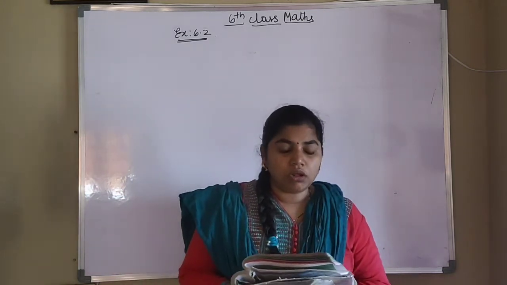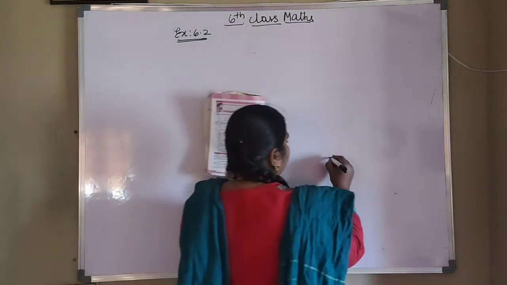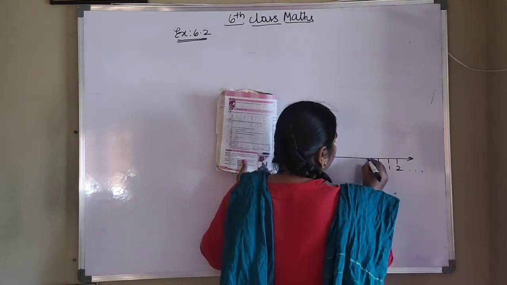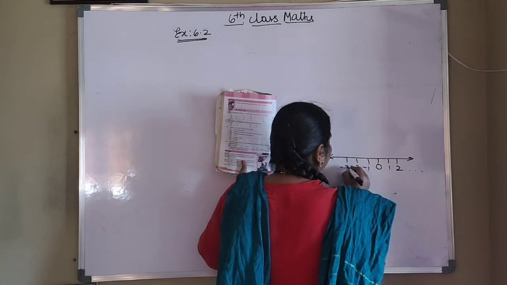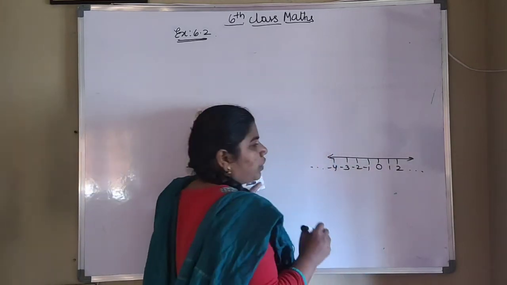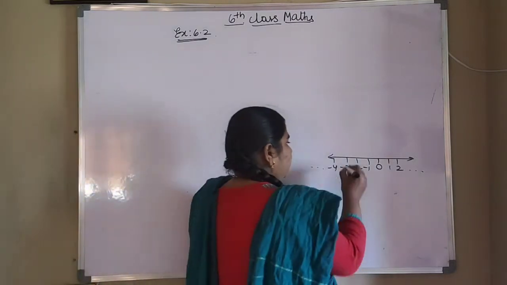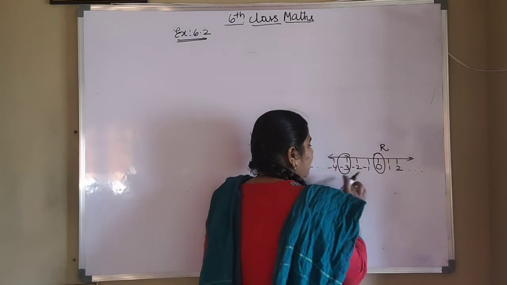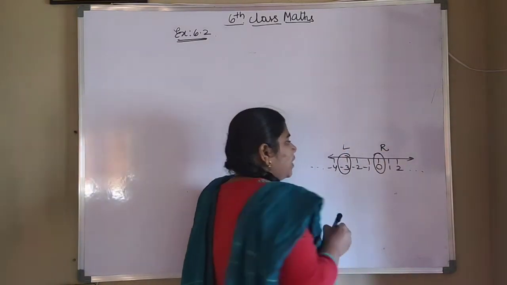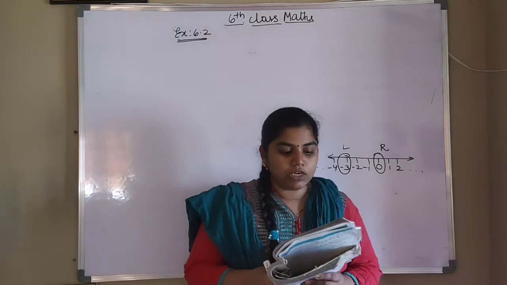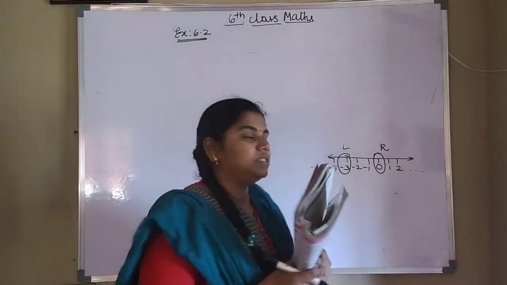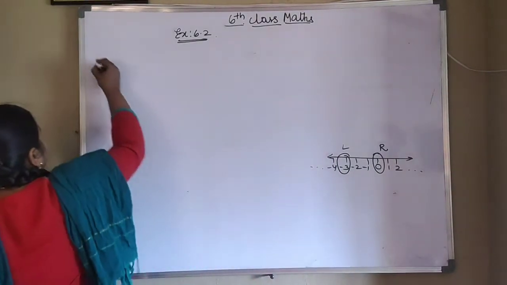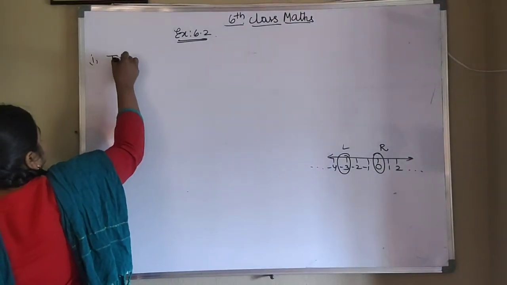So 0 is on right side of -3. So take one number line here, 0, 1, 2 and so on. Here -1, -2, -3, -4 and so on. Okay, they are talking about 0 and -3. So 0 is lying on right side and -3 is lying on left side. So what they told, 0 is on the right of -3. So 0 is on the right of -3 only. So that is true. So first one is true there.